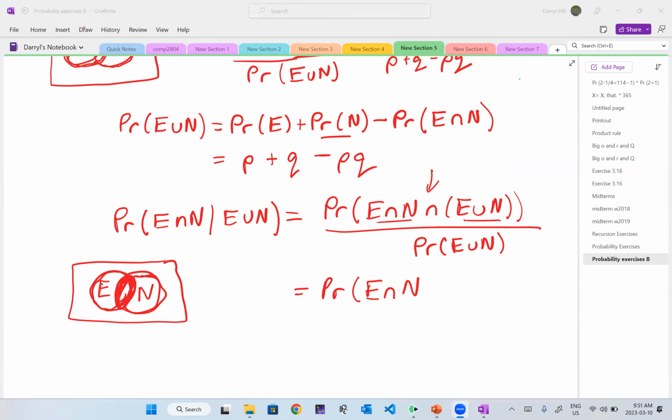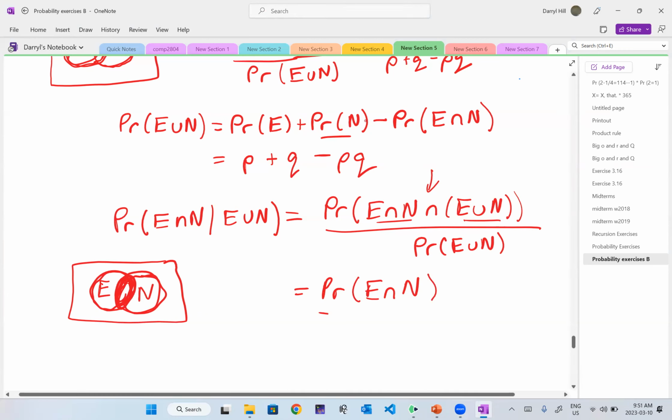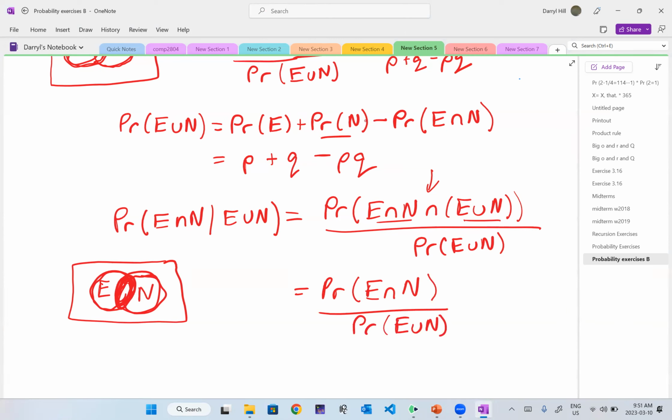over the probability of E union N. And these are all values that we know. E intersect N is PQ, and this is P plus Q minus PQ. All right, so a few set operations and independence can make our life a lot easier.